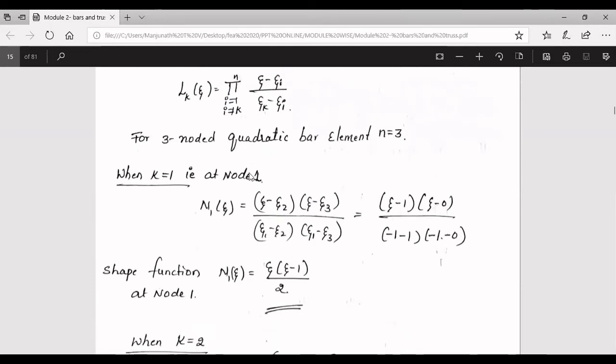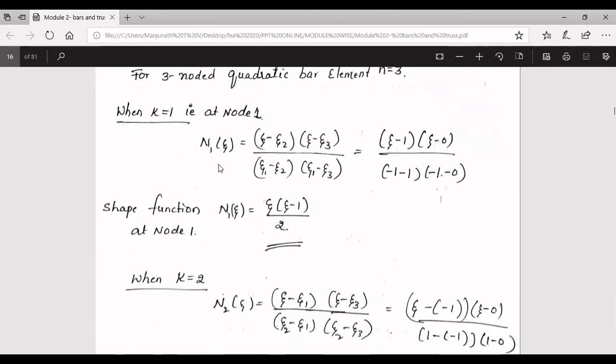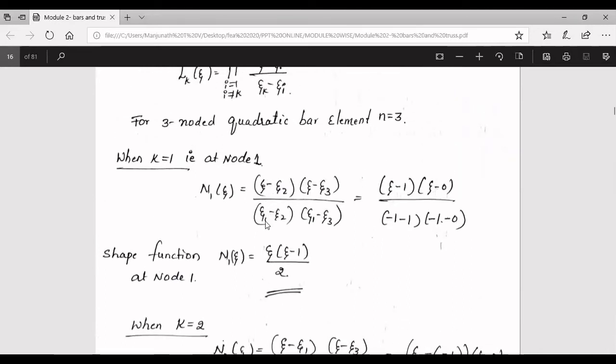Now first we need to find the shape function at node number 1, so that k is equal to 1. Then N1 of zeta is equal to, in place of k, 1. Along with the kth node there are two more nodes, node number 2 and node number 3, so the equation becomes: zeta minus zeta 2 divided by zeta 1 minus zeta 2. Similarly, for the third node, zeta minus zeta 3 divided by zeta 1 minus zeta 3.